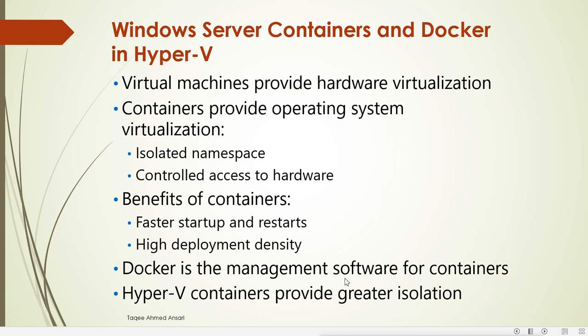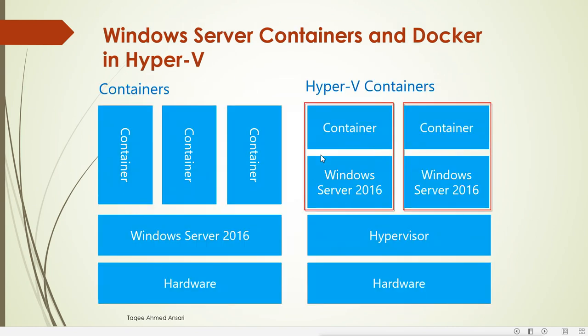Now if we create the containers under a virtual machine, that means under Hyper-V, if we create the virtual machine, then it will provide greater isolation. That means one container is not related to another container. If the containers are installed directly on the physical system like this, then they will have to access the same hardware. Here we have seen these containers directly, and this is what the Hyper-V container is.